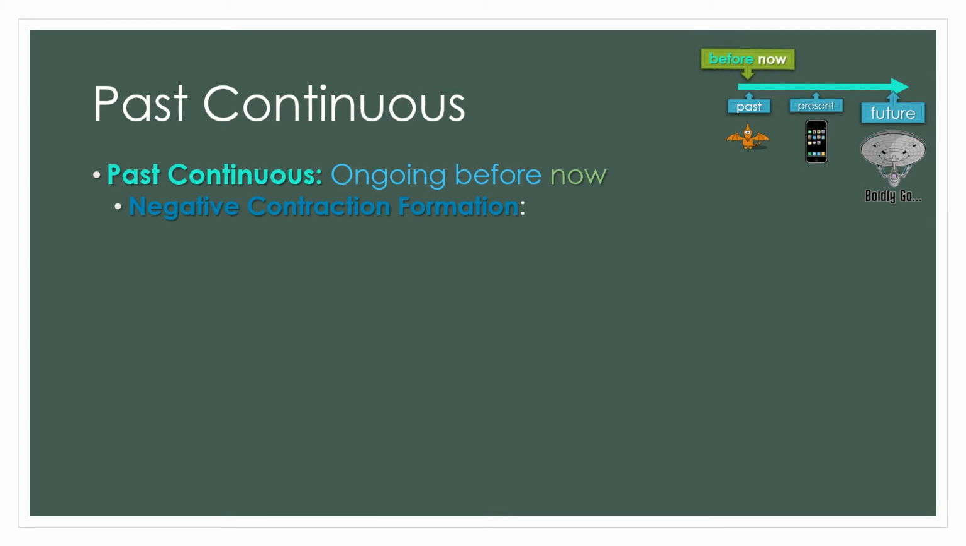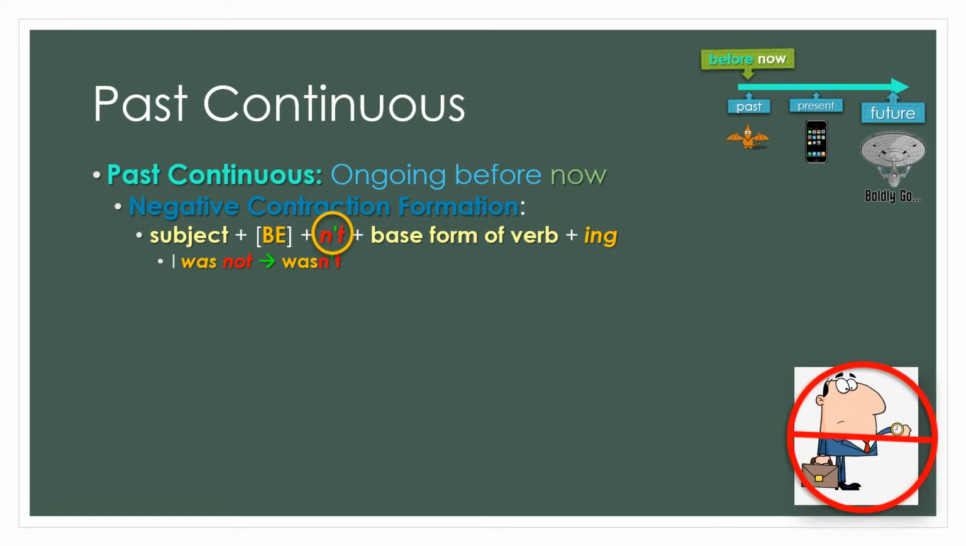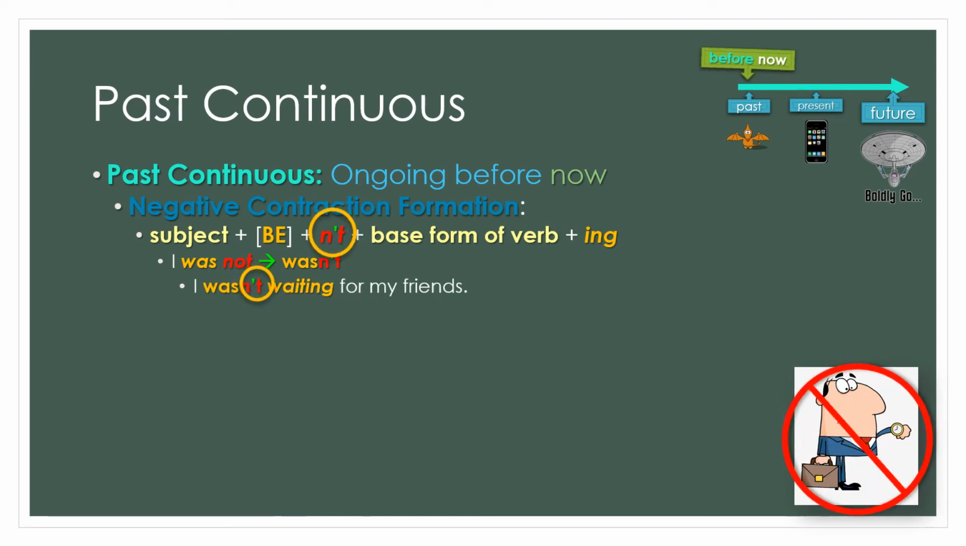If you would like to form the contraction form of the negative, you will have the subject plus the verb be in the past tense plus n apostrophe t plus the base form of the verb plus ing. So was not becomes wasn't. For example, I wasn't waiting for my friends.